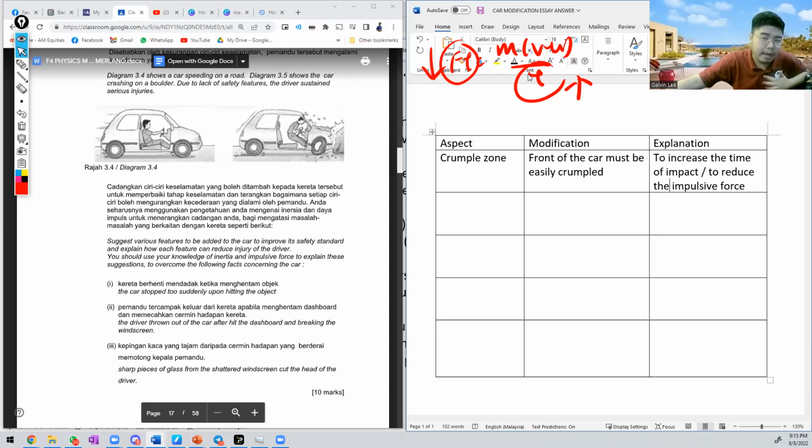Now for me, there are 2 choices. Either you write that or you write to reduce the impulsive force. Up to you, really. If you write to reduce the impulsive force, okay lah, makes sense, right? Because there's nothing wrong. You are giving me a physics concept to reduce the impulsive force, I give you marks. But for me, what I like to do is go deep into the detail. To increase the time of impact. Why? Because you are talking about the factor inside the formula. It tells me that you are a more sophisticated physics student when you don't tell me about this, where you tell me about this. Because that means you understand what are the factors that contribute to the formula.